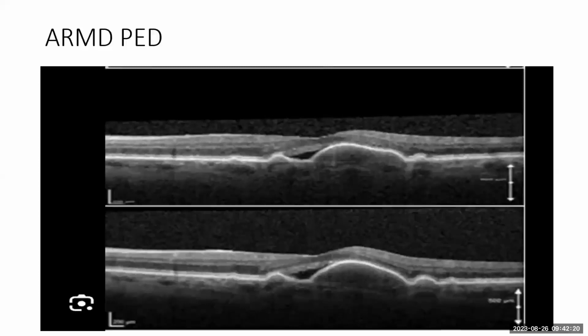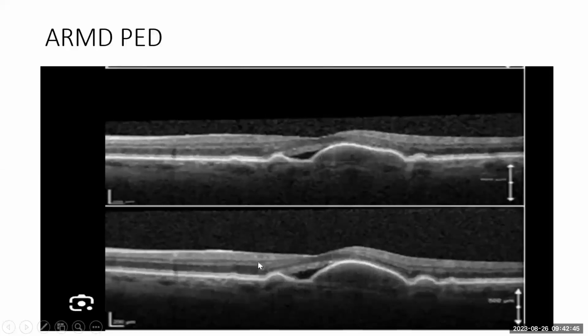Okay, now there are other things to look out for, but what we have here is a serous PED. This is a big one, and you can see that there are also some hyporeflective spaces between the neurosensory retina and the RPE. So you adjust this and then decide, oh, what's going on here?